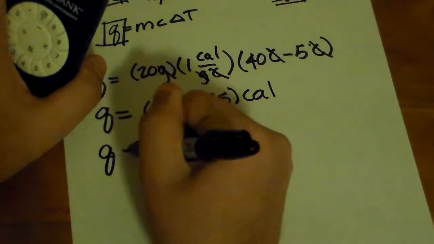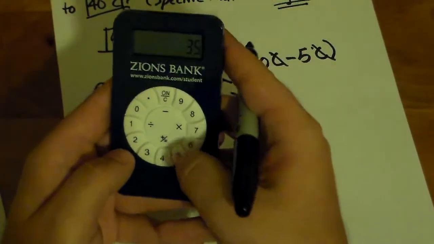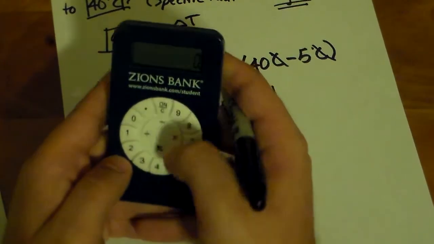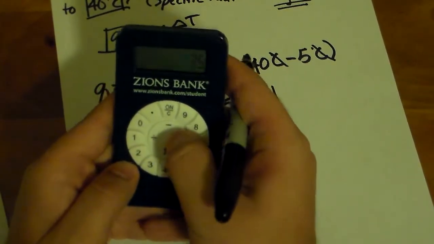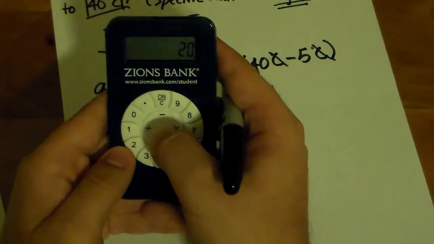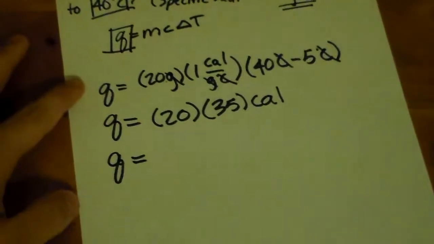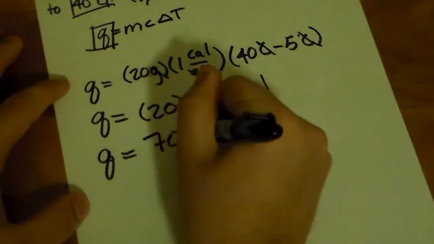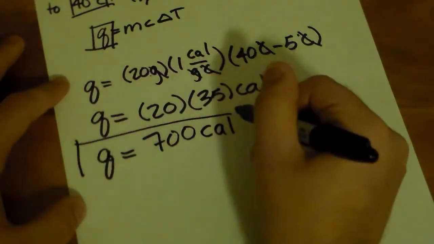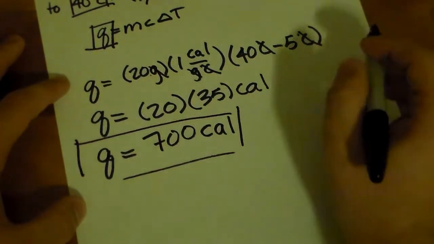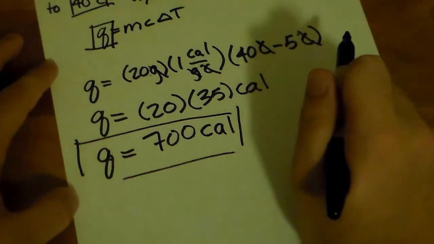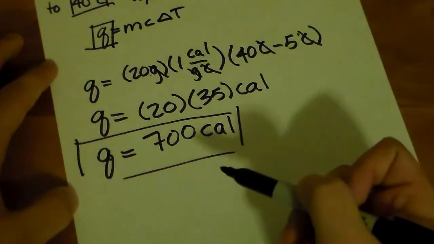So Q will equal 35 times 20, which is 700 calories. So the heat that is needed to raise 20 grams of water from 5 degrees Celsius to 40 degrees Celsius is 700 calories.